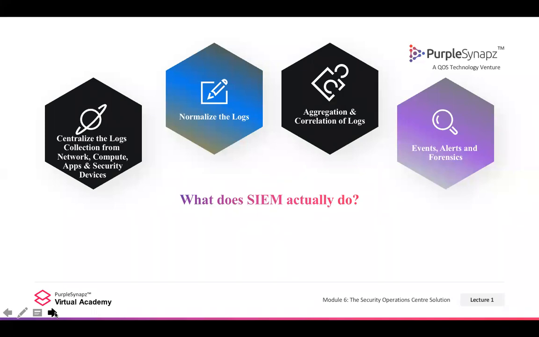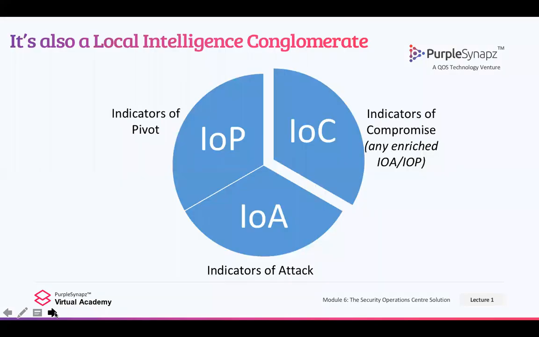So SIEM is the most common and the most core tool of the SOC, but it's not the SOC itself. What else does a SIEM do? It is also a conglomerate where the local intelligence gets collected. So you can write down these three terms: indicator of attack, indicator of a pivot, and indicator of a compromise.